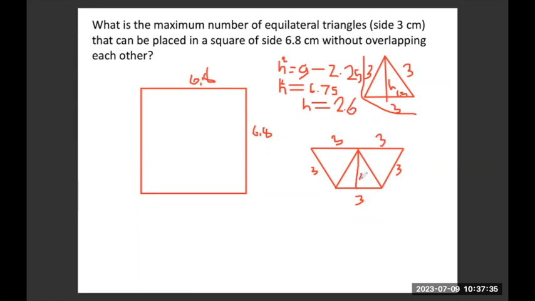ये जो height आपका है वो 2.6 है. So in height 2.6 and this is 6 total. This total is 3 plus 3, 6. ये वाला आपका base है वो 6.8 है. So this trapezium I can fit somewhat like this.